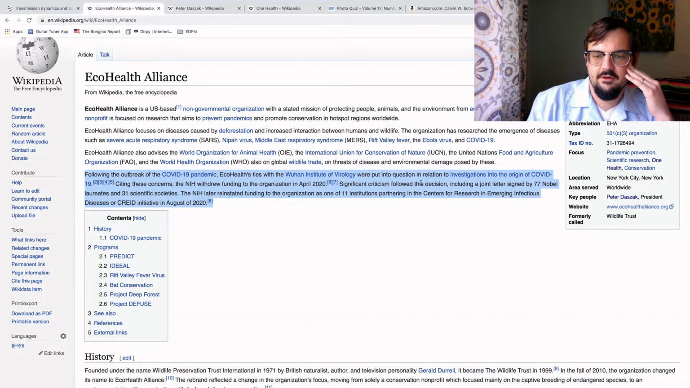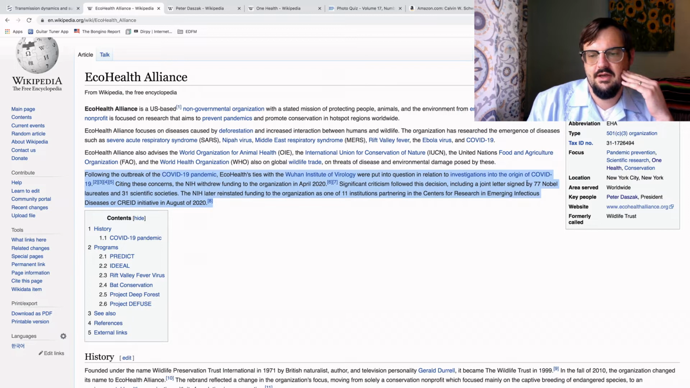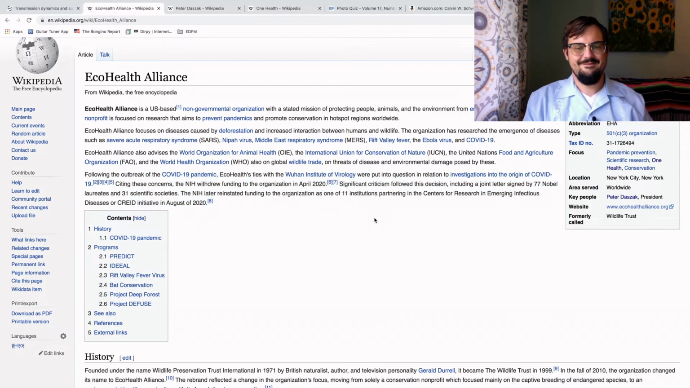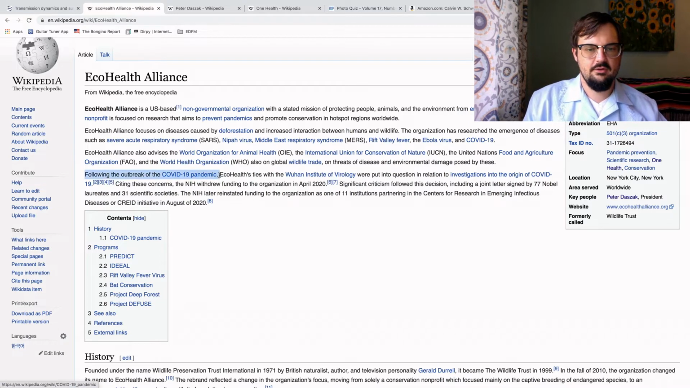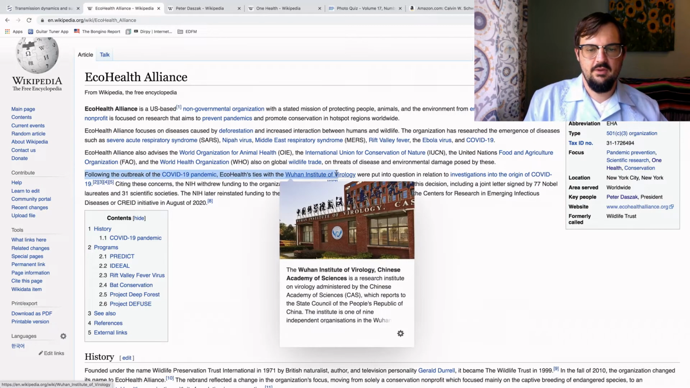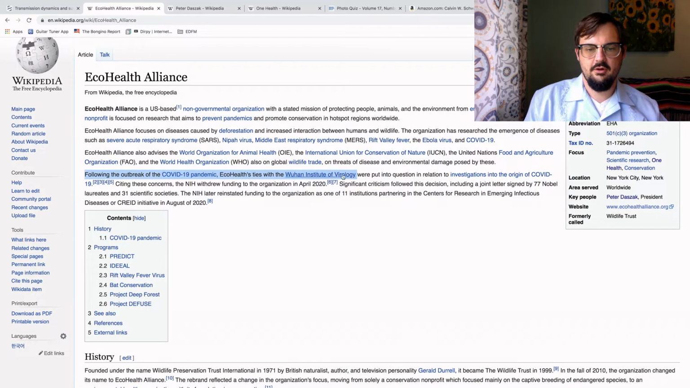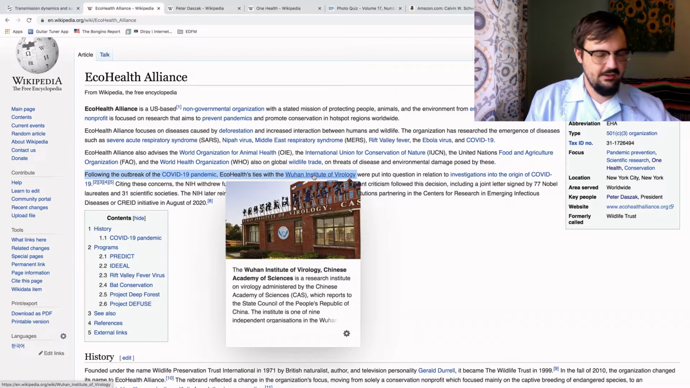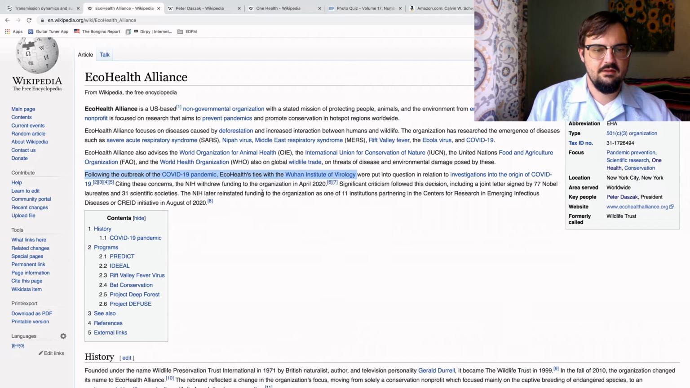Significant criticism followed this decision, including a joint letter signed by 77 Nobel laureates and 31 scientific societies. And then they later reinstated funding. So did you catch that? This group is tied to the infamous Wuhan Institute of Virology, where, you know, nothing happened in 2020, to the extent that the NIH withdrew their funding.